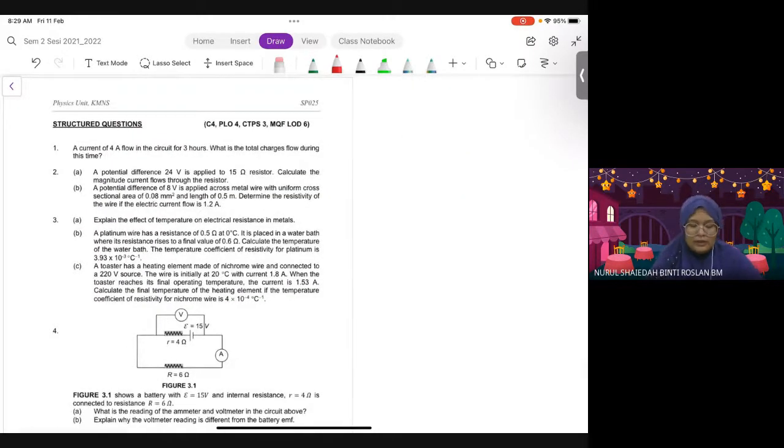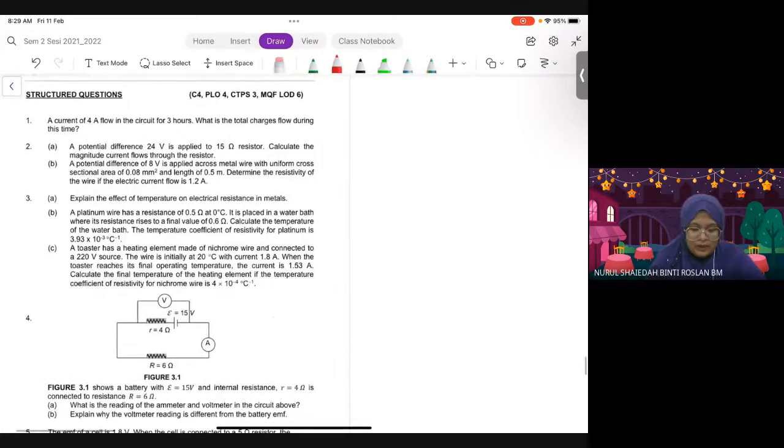Okay, kita tengok soalan nombor 1. The current flow, so they give you I, they give you time. What is the total charge? So they ask you to find Q. So Q equals to IT ataupun I equals to Q over T. Formula dia Q over T lah.